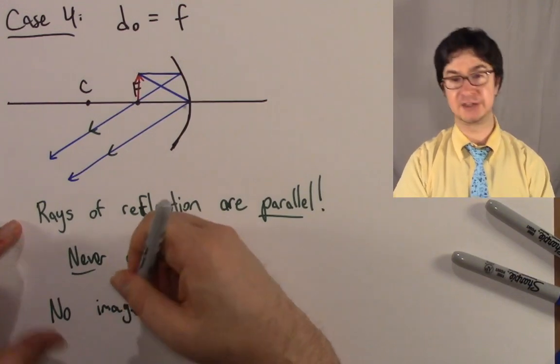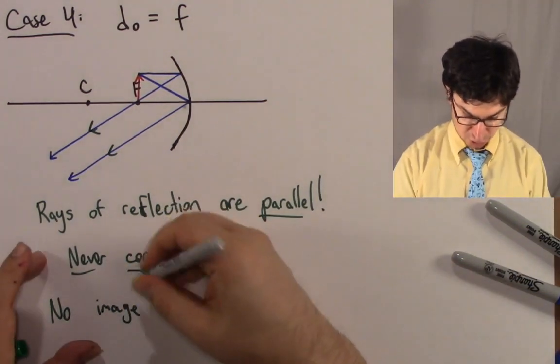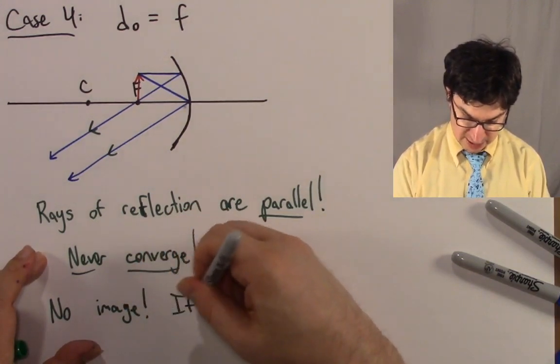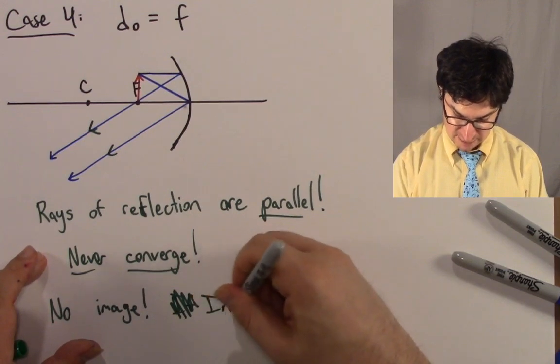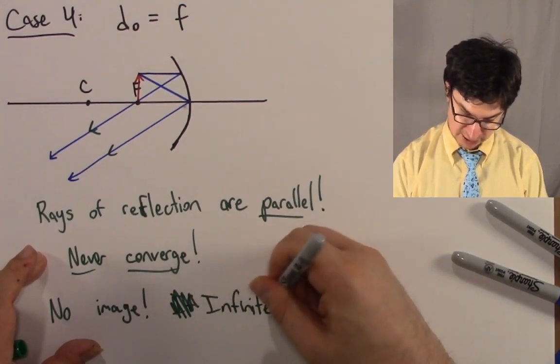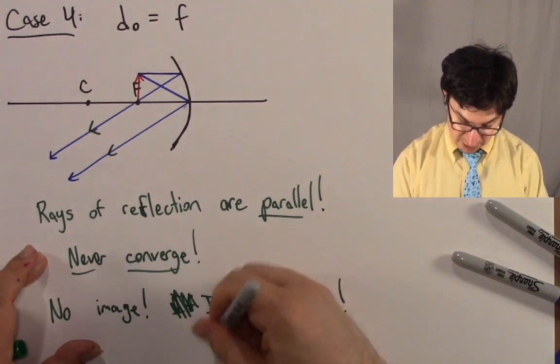Another way to state that is that the image will be infinitely large, so we won't actually be able to see it. So no image, infinitely large, and it's also going to be infinitely far away.